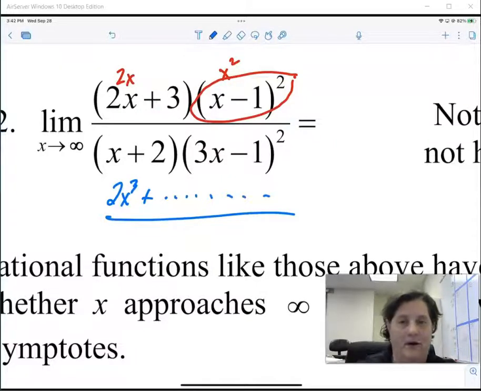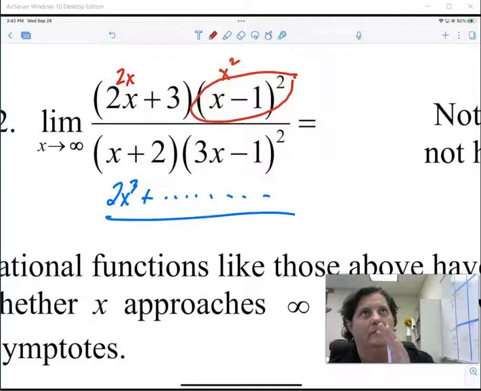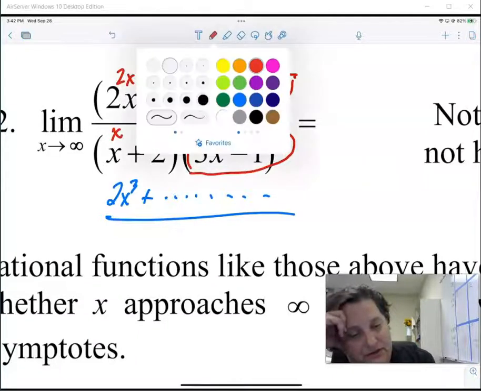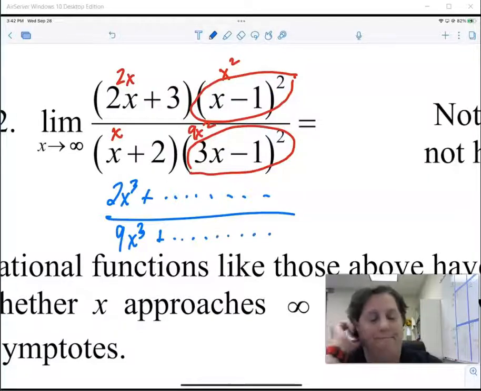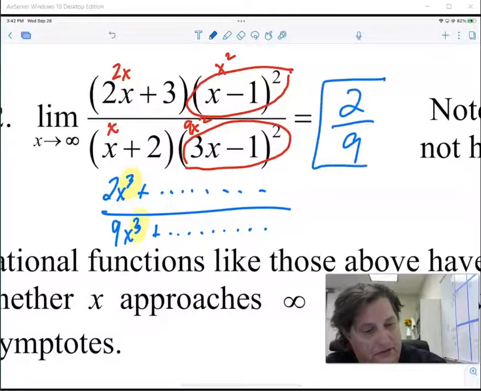Don't care. Right? I don't care what the rest of it is, because when you're going to infinity, it's only the biggest terms that are making it go to where it's going to go. Okay, let's square this. Well, if I were FOILing this, 3x times 3x would be 9x squared. That's x. So this would start with 9x to the 3rd, and then blah, blah, blah. The degree of the top and the bottom are equal, so I use coefficients. So this one has an asymptote at 2/9, and the limit as I approach infinity is 2/9.